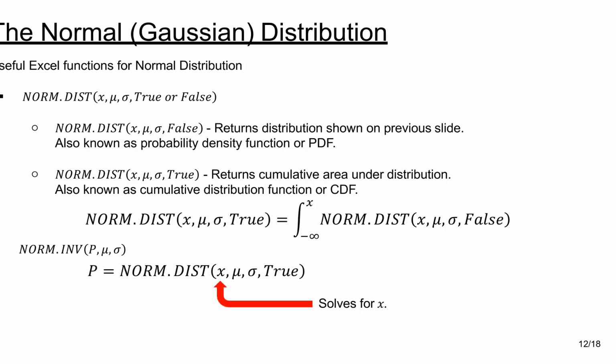This one is the same normal distribution, except that we've assigned a probability to a variable p and we're solving for x. So now we have an area probability, and we want to know what x, what data point, is associated with that probability.